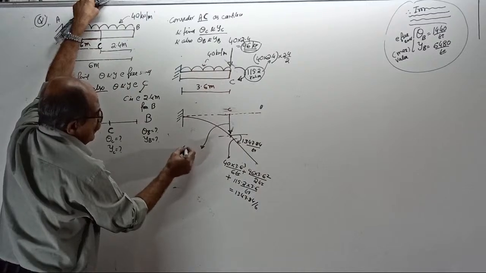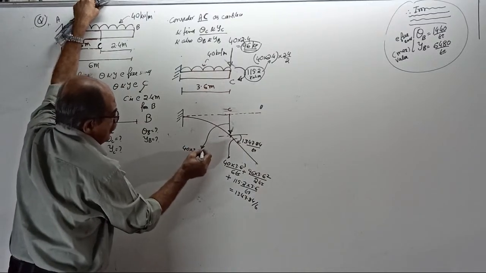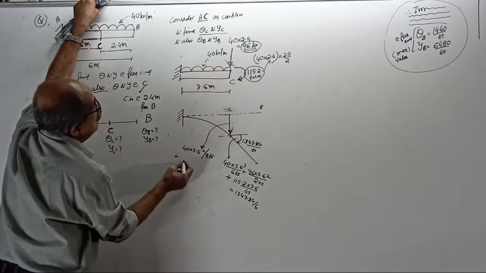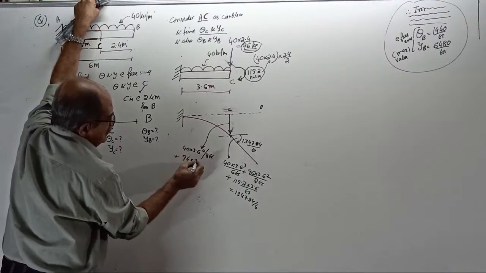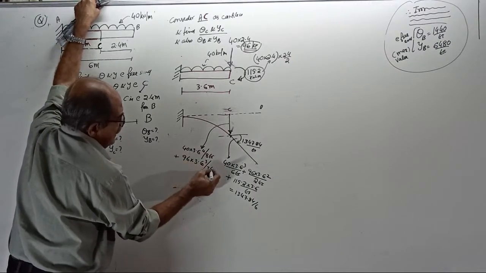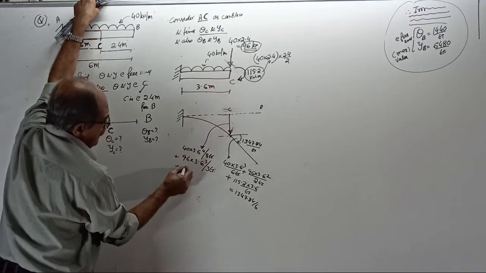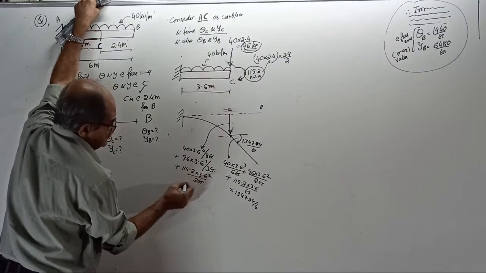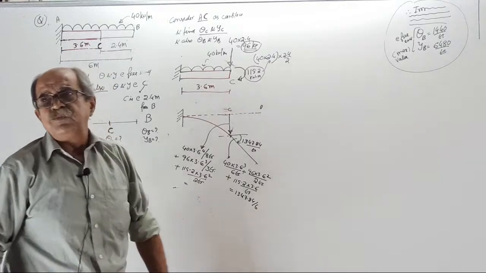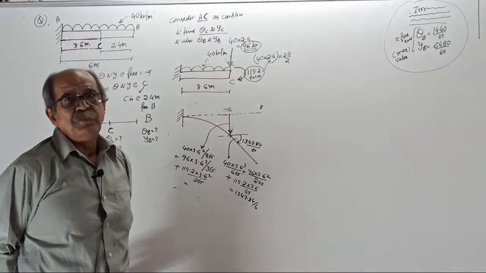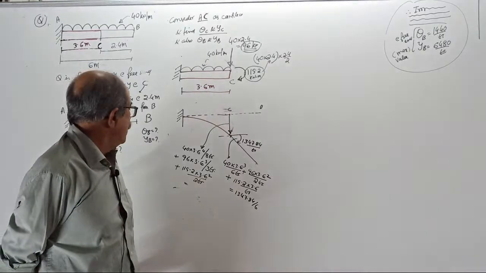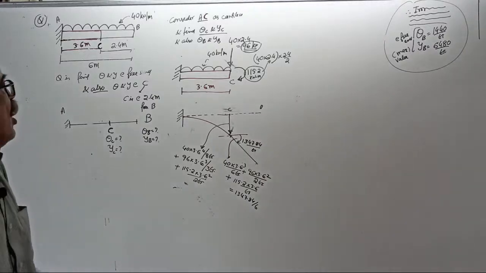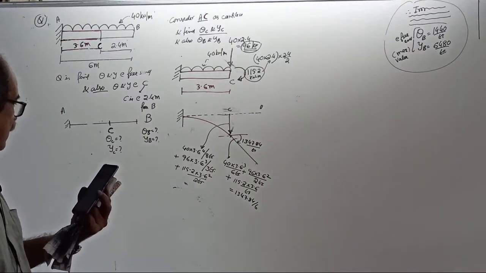Deflection. Start. UDL: 40 into 3.6 power 4 by 8 EI. Actually, EI you can cancel. Plus point load: 96 into 3.6 cube by 3 EI. Plus couple: 115.2 into 3.6 square by 2 EI. Answer. For UDL, WL power 4 by 8 EI. For point load, WL cube by 3 EI. And for couple, ML square by 2 EI. Answer, the deflection. Do not give a wrong value.